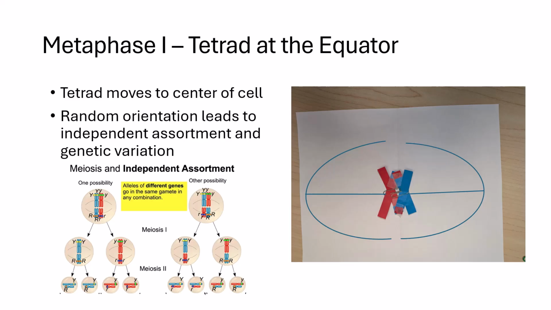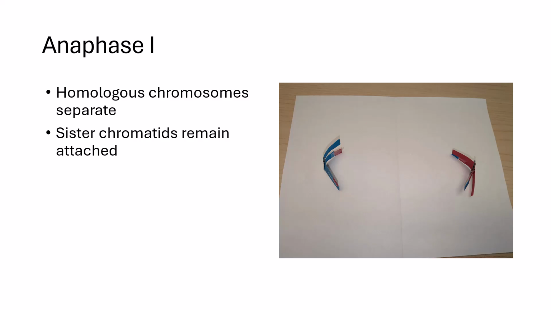In anaphase 1, homologous chromosomes separate and move to opposite poles, but the sister chromatids remain attached. When you move 1 full paper-clipped chromosome of each color to opposite sides, you are modeling the reduction of chromosome number. At this point, each future cell will receive only 1 chromosome from each homologous pair.